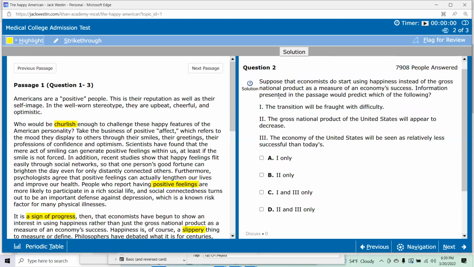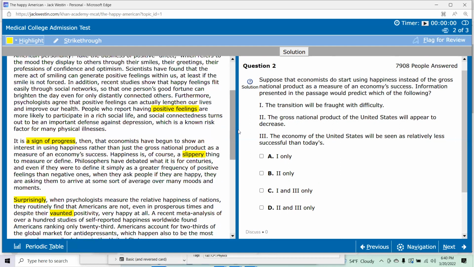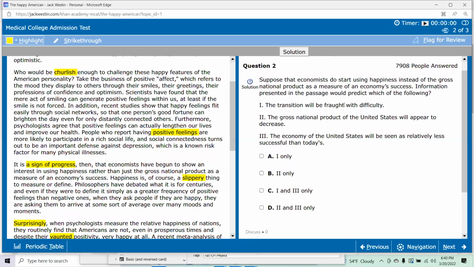But basically, suppose that economists do start using happiness instead of the gross national product as a measure of an economy's success. Information presented in the passage would predict which of the following. Number 1, the transition will be fraught with difficulty. Number 2, the gross national product of the United States will appear to decrease. Number 3, the economy of the United States will be seen as relatively less successful than today's.